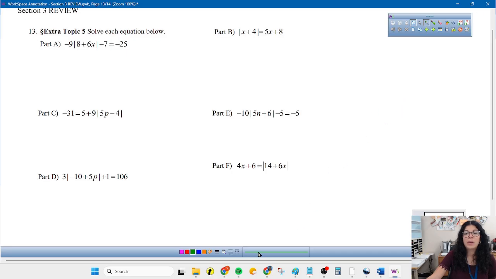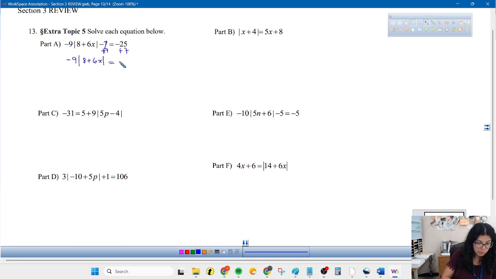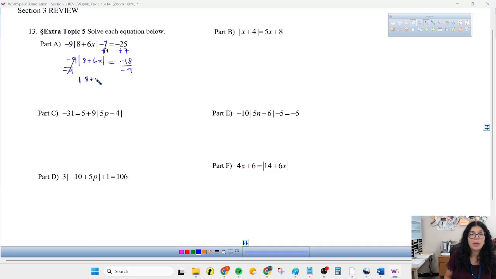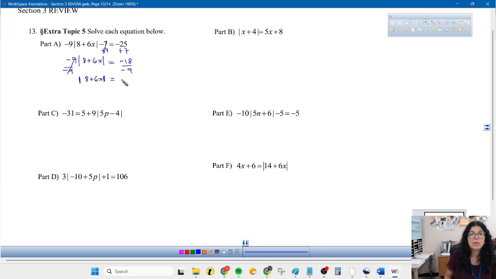All right, number 13, we're solving each of these absolute value equations. To solve the absolute value equation, I have to isolate the absolute value first. So I'm going to start by adding 7. So now I have negative 9 times the absolute value of 8 plus 6x is equal to negative 25 plus 7, which is negative 18. And then I want to divide by negative 9 so that I can get the absolute value completely by itself. So now the absolute value of 8 plus 6x is equal to 2.